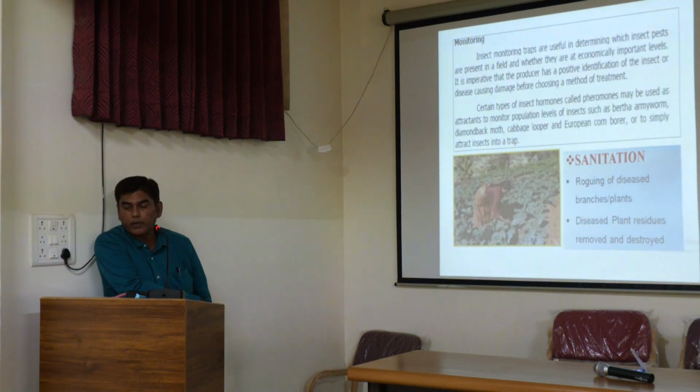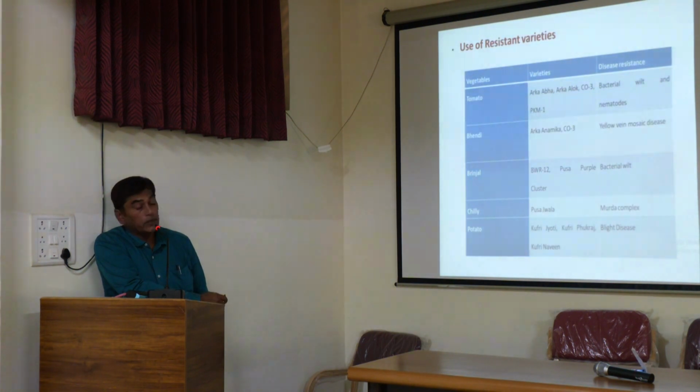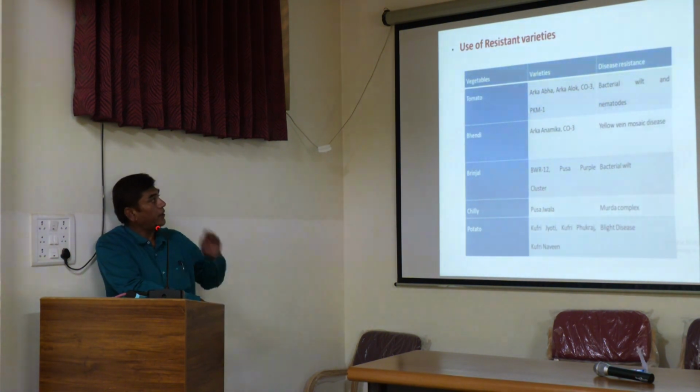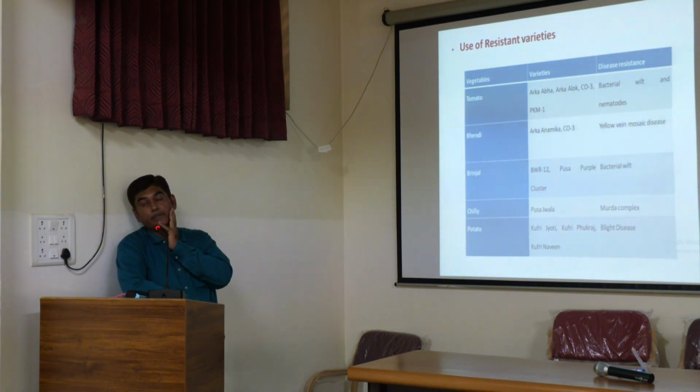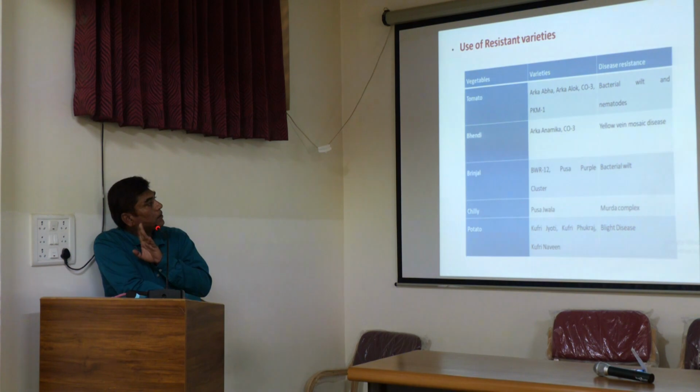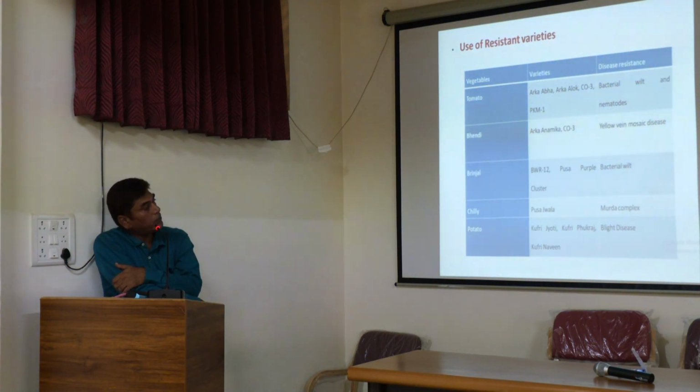Monitoring is one of the important aspects in the management strategy. Roguing of disease-affected branches and plants, and removal of diseased plant residue at an early stage. Use of resistant varieties: in tomato, bacterial wilt is a major menace. Arka Abha, Arka Alok, and PKM1 are resistant to bacterial wilt and nematodes. In okra, Arka Anamika for yellow vein mosaic disease, which is a major disease. In brinjal, Pusa Purple Cluster, again bacterial wilt resistant. In chili, as you know, mosaic complex is a major disease, for which Pusa Jwala.